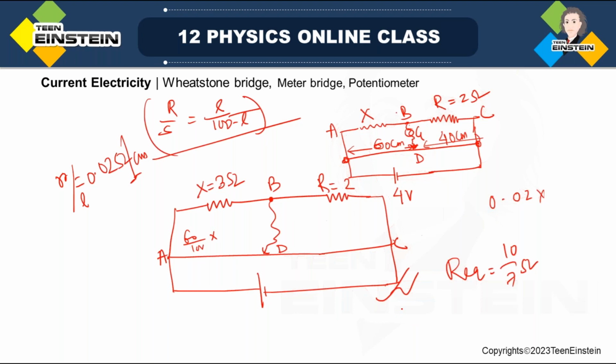So then the current through the circuit will be 4 into 7 by 10, and you have to do a little bit of simplification, and it will be nearly 2.8 ampere.